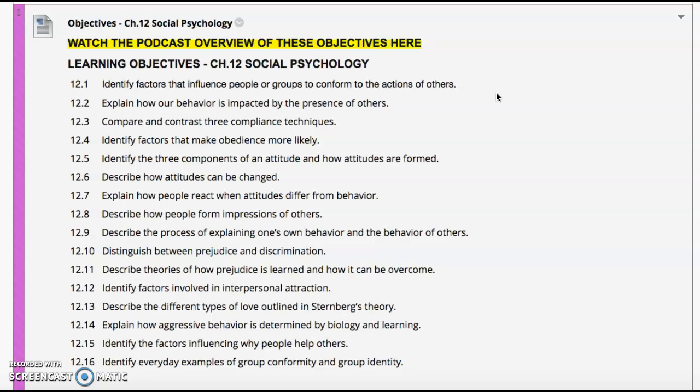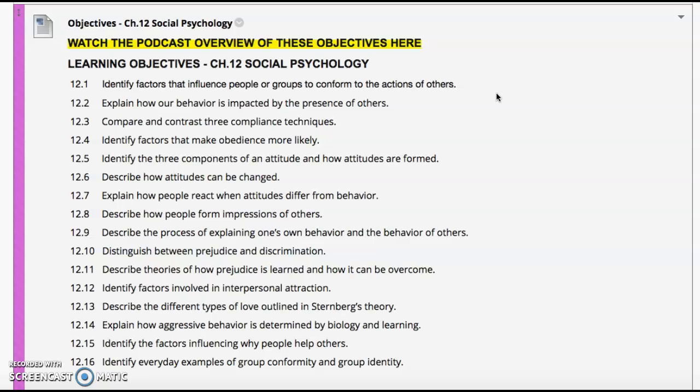So we're really looking to see the ways that other people can impact our behavior. We are more likely to conform with what others are doing when we're in the presence of others. So we're going to be looking at all the various ways that presence of others can impact our behavior. And we'll specifically look at a few different compliance techniques, comparing and contrasting those. These are tactics used to get someone to do what you want, to comply.